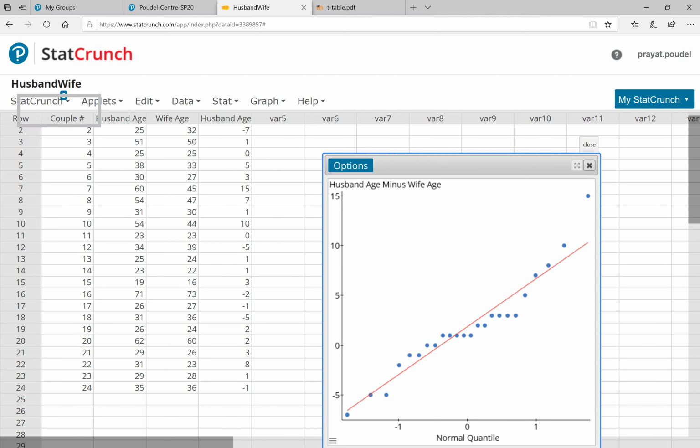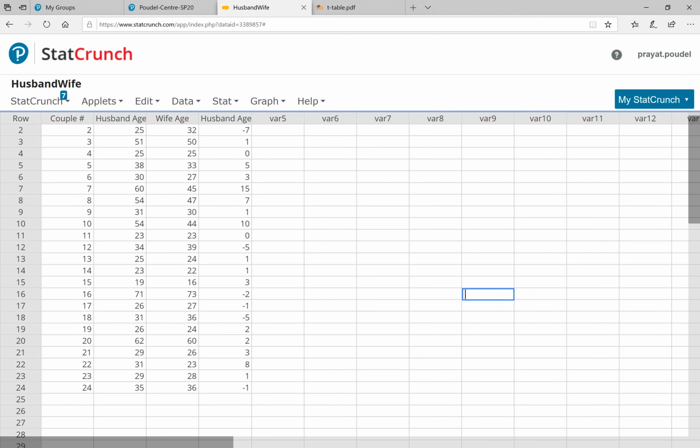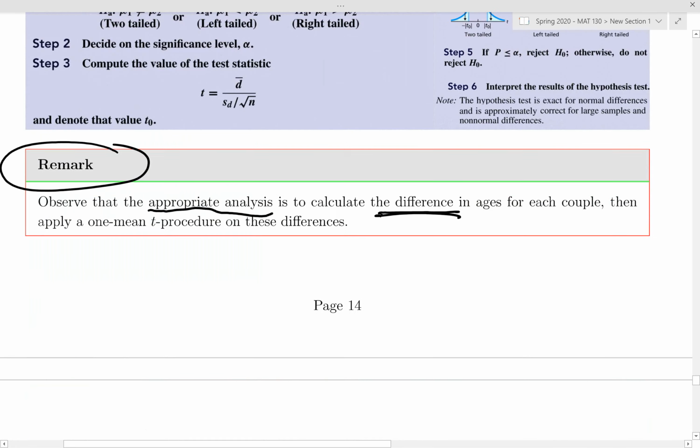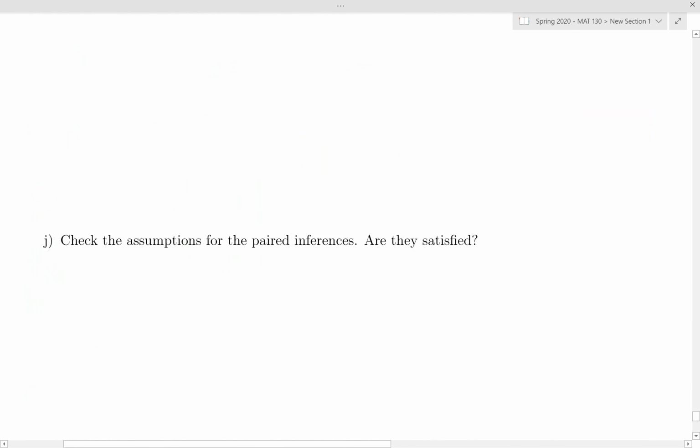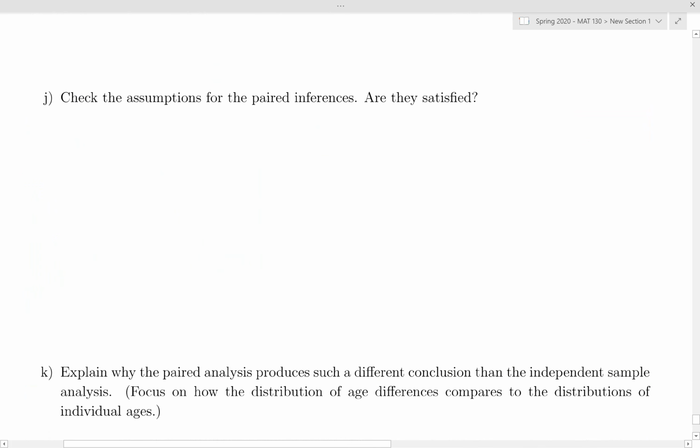All right, so finally, we would like to talk about why the paired result produces such a different conclusion than the independent sample analysis. So when we looked at the incorrect analysis, our confidence interval was really large. In this case, our confidence interval is significantly smaller compared to that. And our p-value when we treated the samples as independent was really large, but when we did it as a matched pair, it was really small.